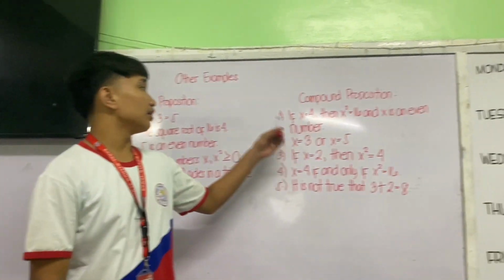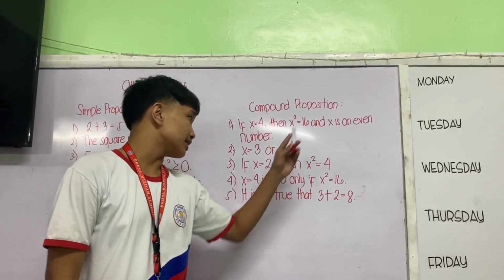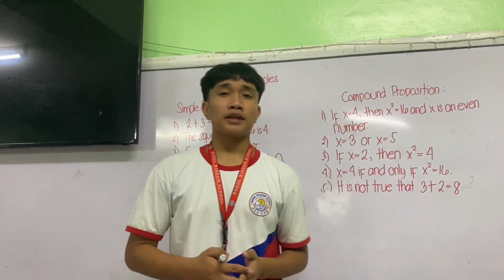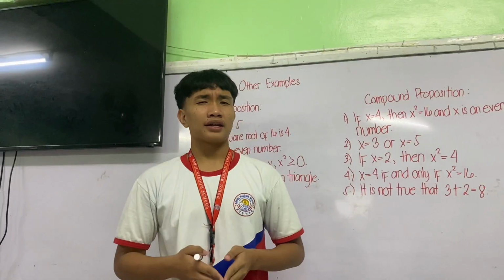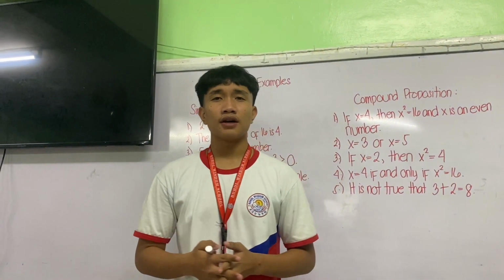So example 1: if x equals 4, then x squared equals 16 and x is an even number. The truth value is true. The explanation is, both parts are true when x equals 4. The square of 4 is 16 and 4 is indeed an even number.